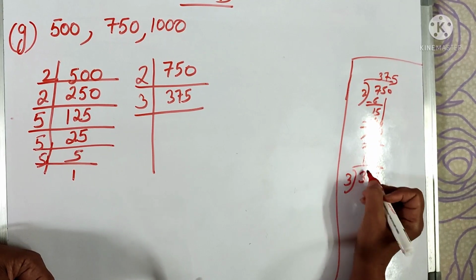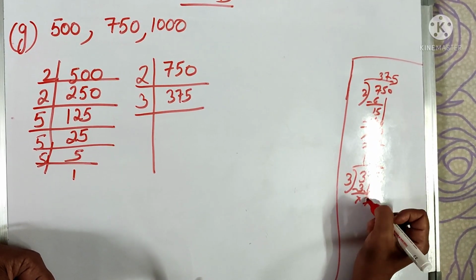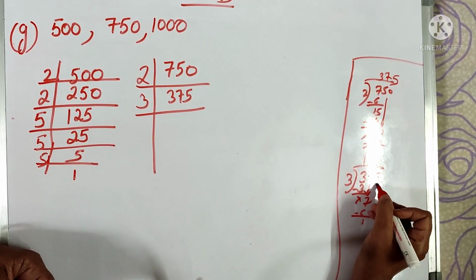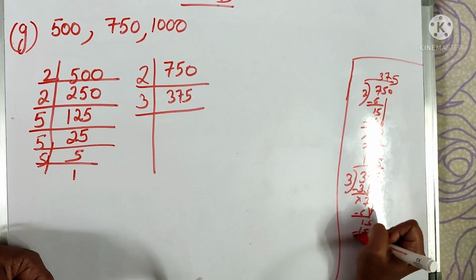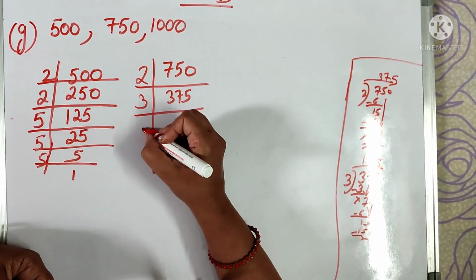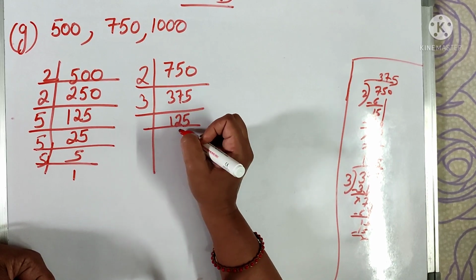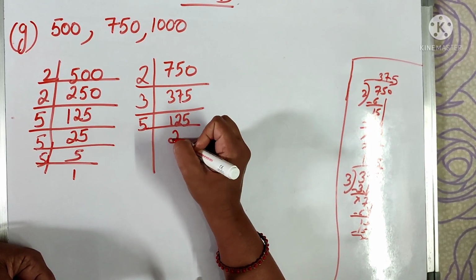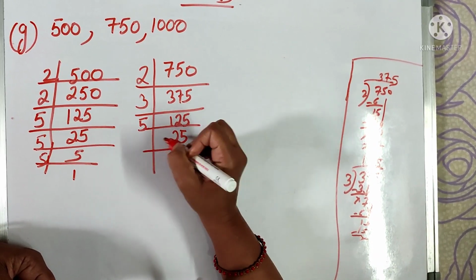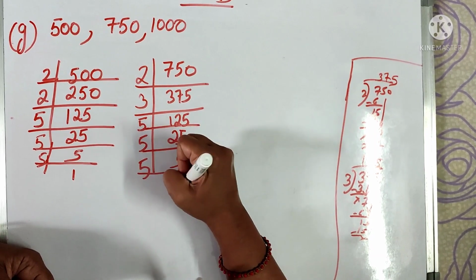375. 3 1s are 3. Then comes 7. 3 2s are 6, 15. 3 5s are 15. So it goes by 125. So 125. Now it will go by 5. It won't go by 3. 5 2s are 10. 5 5s are 25. Then again 5 5s are 25, 5 1s are 5.